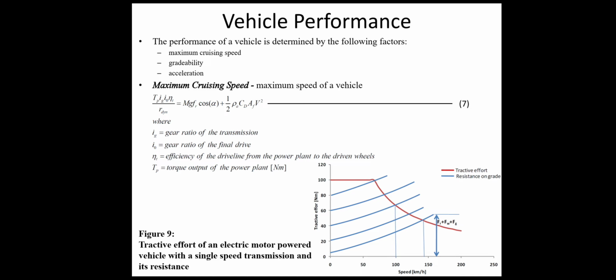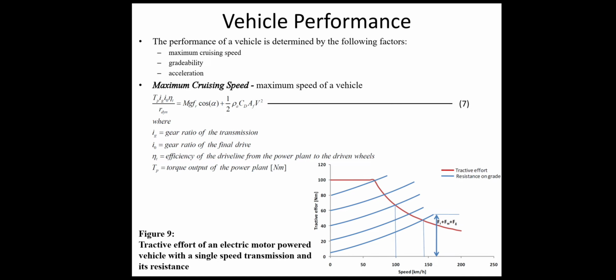So in the figure you can see the tractive effort of an electric motor powered vehicle with a single speed transmission and its resistance. The resistance on grade is Fr plus Fw plus Fg. So we have discussed this earlier.